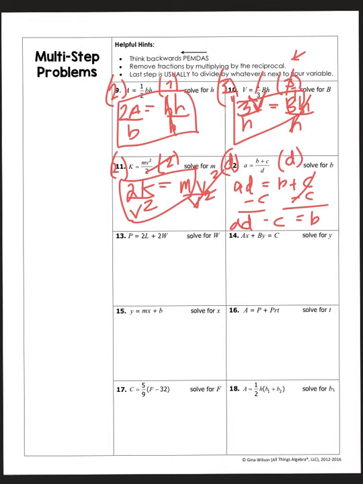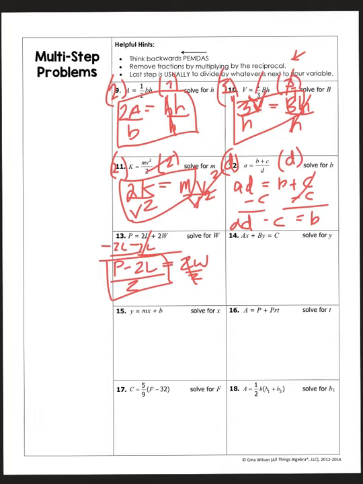Number 13. In case you don't recognize, this is the perimeter formula. It says solve for W. So I know I need to subtract 2L from both sides. That cancels, and I get P minus 2L equals 2W. And then I need to get W by itself, so I'm going to divide by 2. And W equals P minus 2L divided by 2.